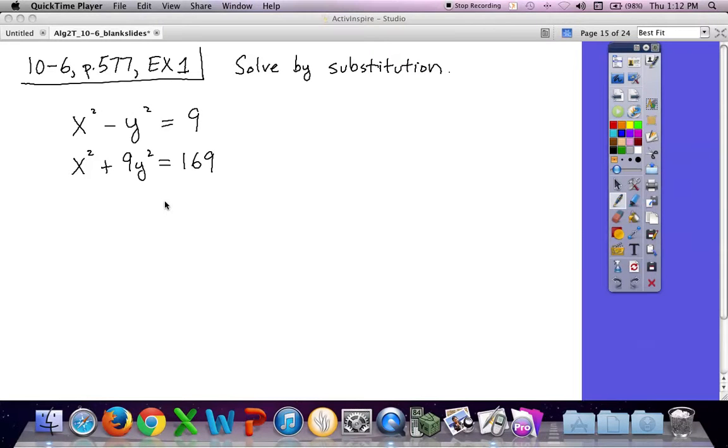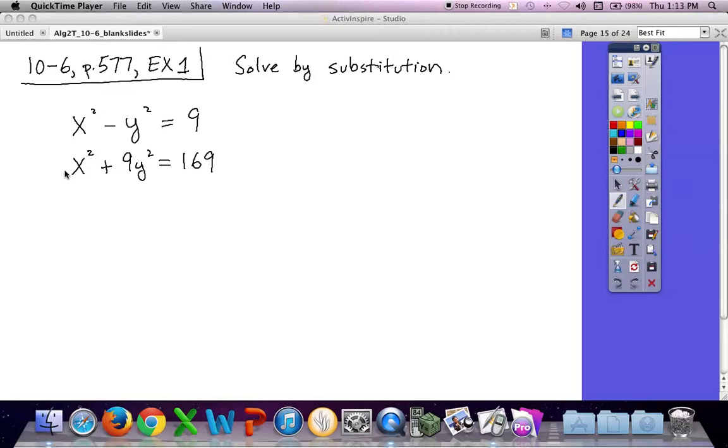Okay, here we are going to use substitution to solve a nonlinear system. You wouldn't know this yet, and we don't do it in this course. You do it in pre-calculus. But this first equation is the equation of a hyperbola. And the second equation is the equation of an ellipse.